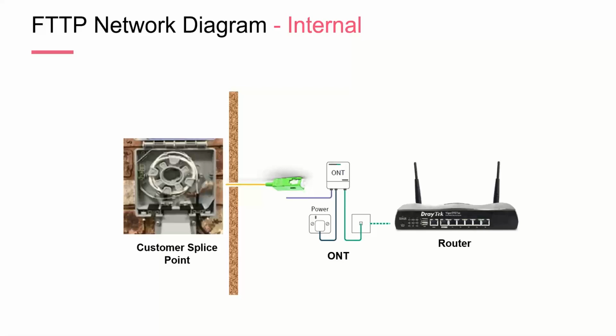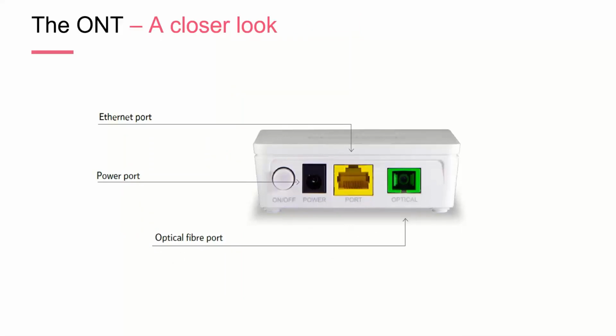That sort of thing doesn't happen. But the actual cable itself that the fibre runs in is quite delicate compared to copper, so it's something to be aware of, that you don't want to break that, because that could cause an engineering call out. So let's now look at the ONT in closer detail.